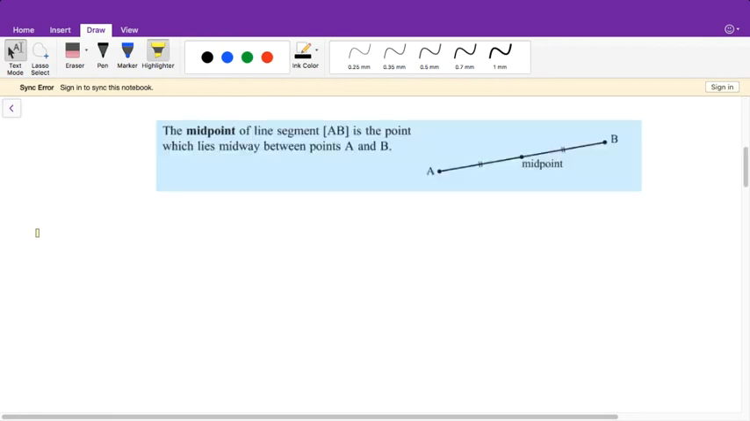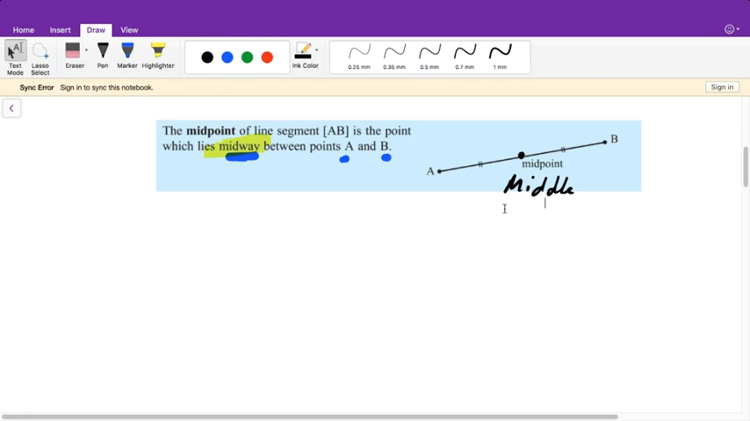The first one is, what is a midpoint? The midpoint of a line segment is a point which lies midway between the points A and B. So in this segment, it's A and B, but it could be any endpoints for any of the segments that we have. It just lies midway between the two endpoints. And when we're talking about midway, we're talking about right in the middle.